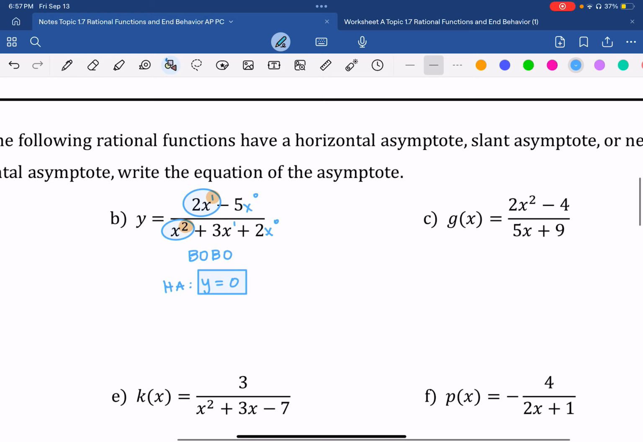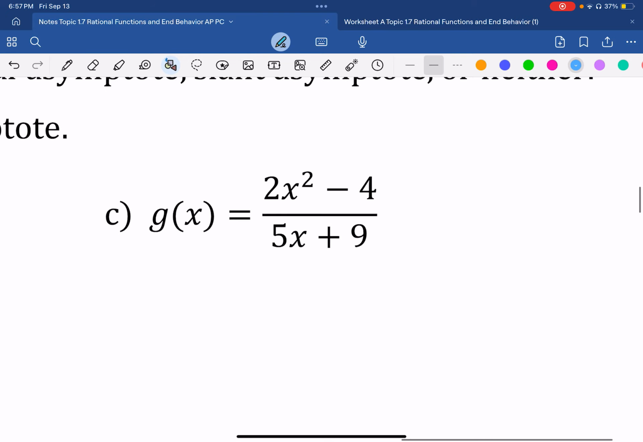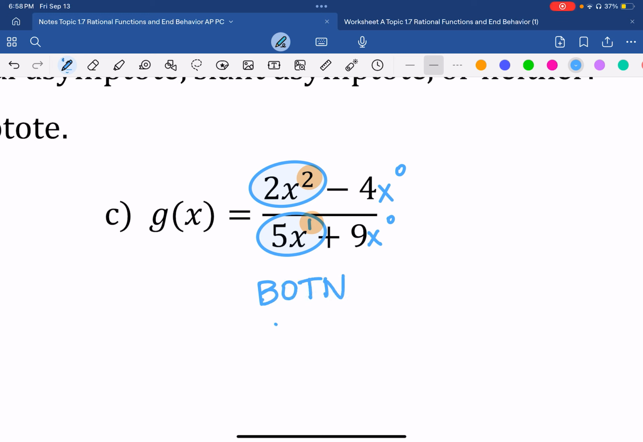Okay, let's do another one. 2x squared minus 4 times x to the power of 0. Of the two, 2x squared is the leading term. 5x is raised to the power of 1, and 9 is being multiplied by x to the power of 0. Of the two, 5x is bigger. If I look at my degrees, I have 2 in the numerator, 1 in the denominator. The 2 is bigger on the top, so this is BOTN. That means that there is no horizontal asymptote.